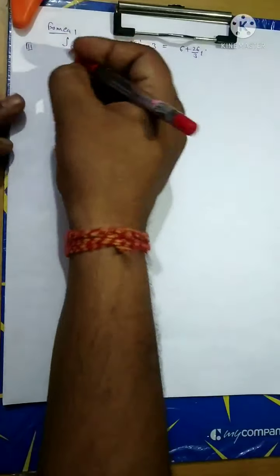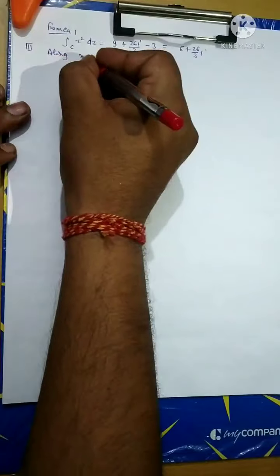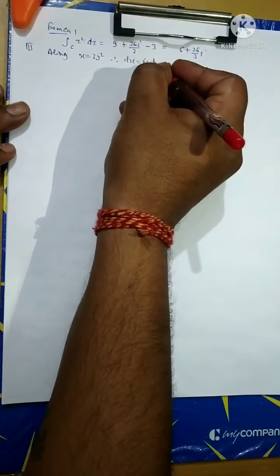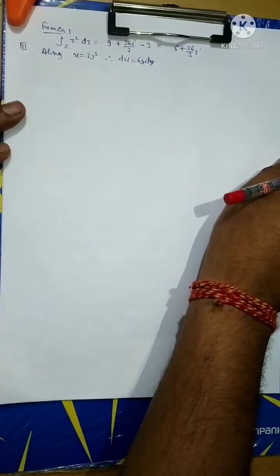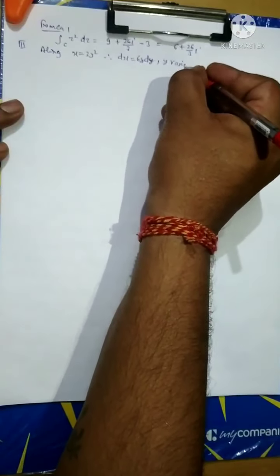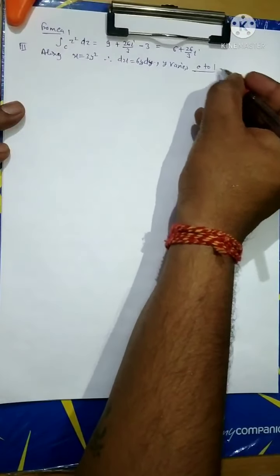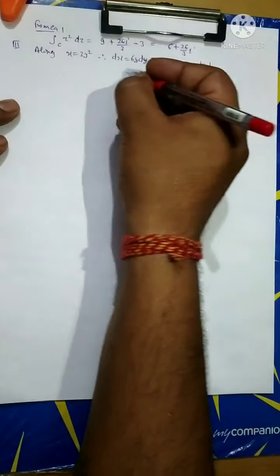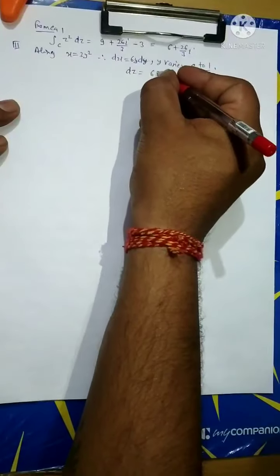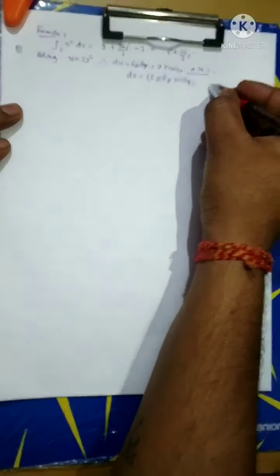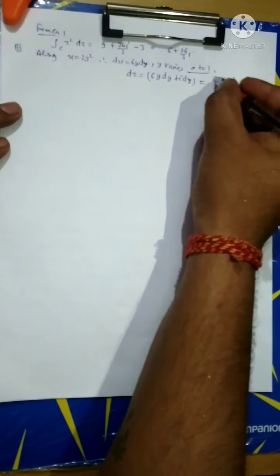Now third part, along x equal to 3y square, therefore dx is equal to 6y dy. Now y varies from 0 to 1. Therefore dz is equal to 6y dy plus i dy. This is equal to (6y plus i) dy.